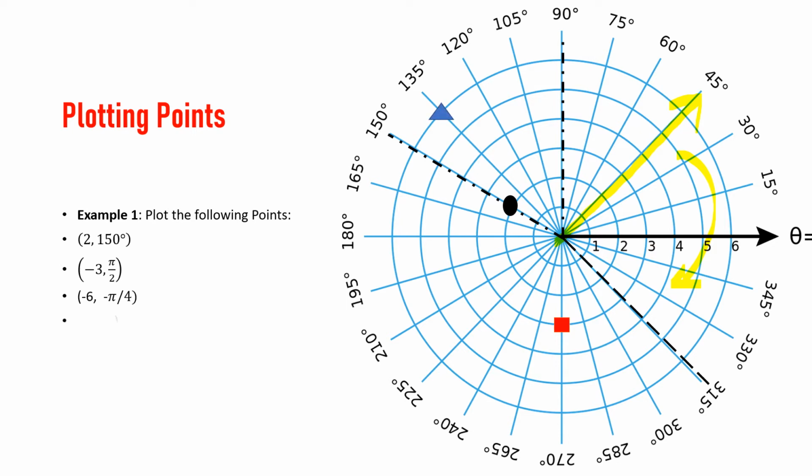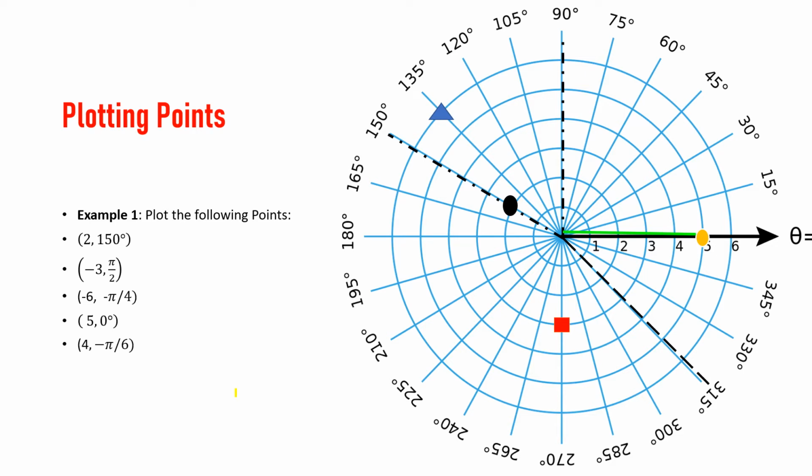Let's take another point. We have 5 and 0 degrees. It means this angle is on the polar axis. So therefore, definitely with a circle of radius 5. So that's my point, 5 and 0 degrees.